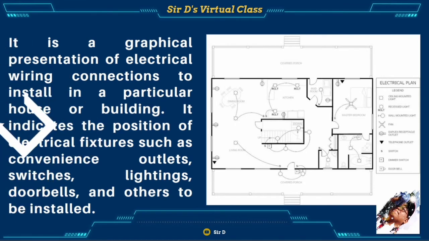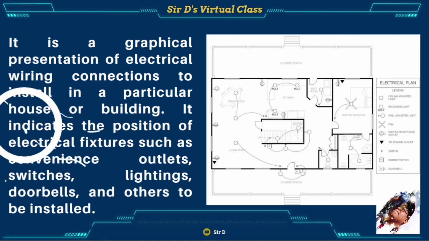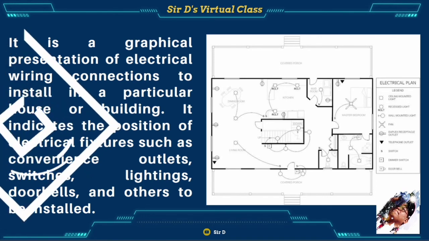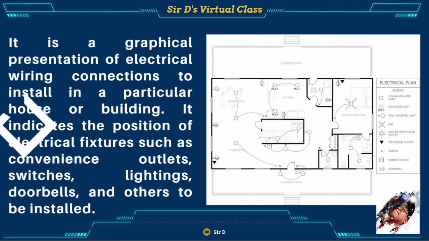Now you already have an idea of the electrical symbols. The symbols again are used to communicate information in a plan, as each represents a particular electrical material. So what is an electrical plan? It is a graphical presentation of electrical wiring connections to install in a particular house or building. It indicates the position of electrical fixtures, such as convenience outlets, switches, lightings, doorbells, and others to be installed.